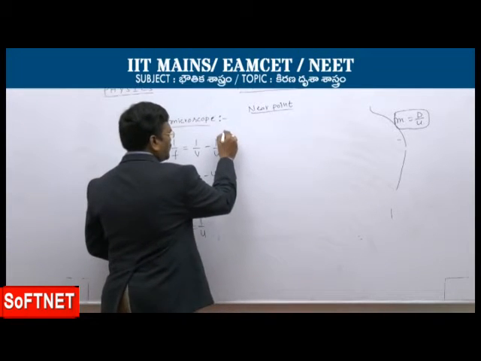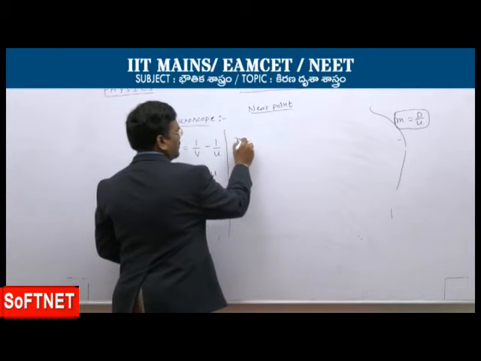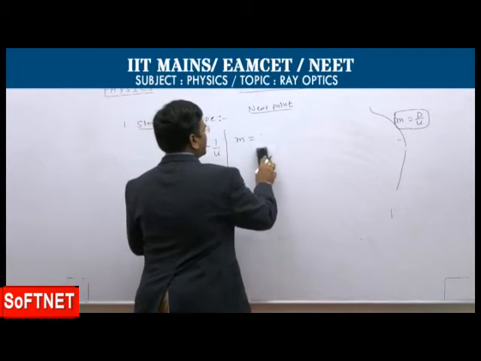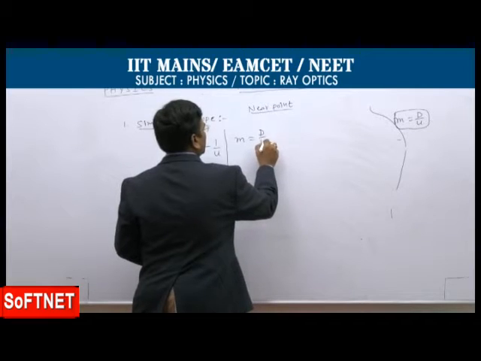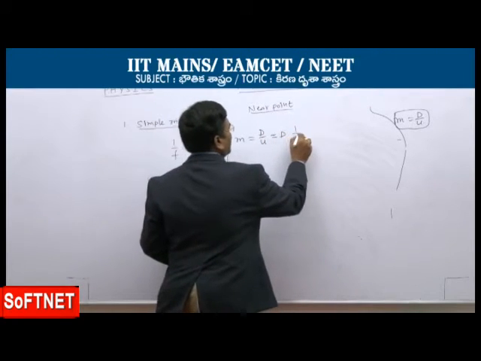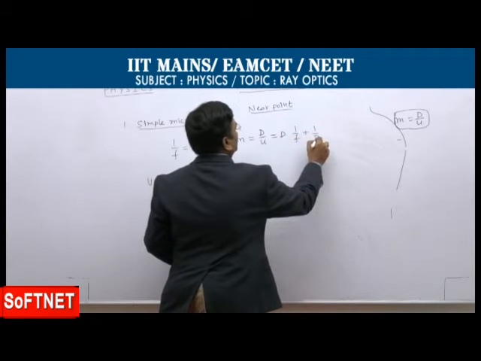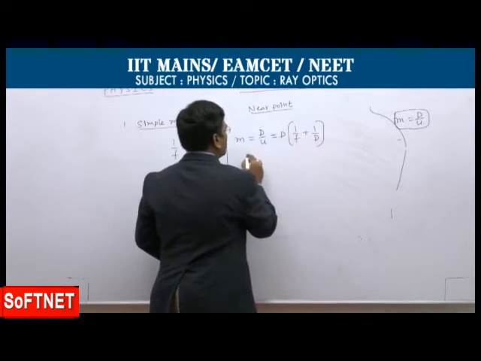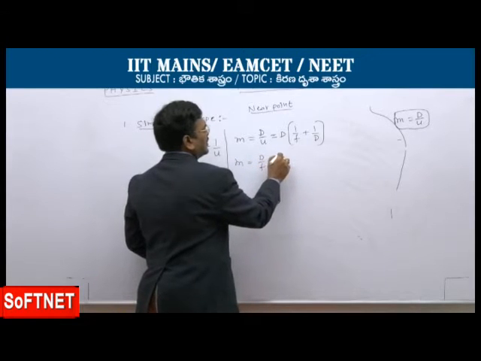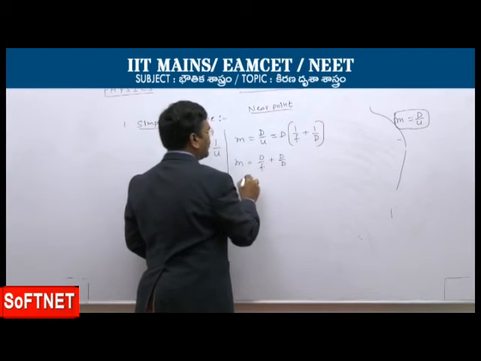So we substitute now. Here magnification is equal to d into, here what we have? Magnification is d by u. From this, d into, instead of 1 by u what do we write? 1 by f plus 1 by d. From this magnification is equal to d by f plus d by d. D by d, how much?